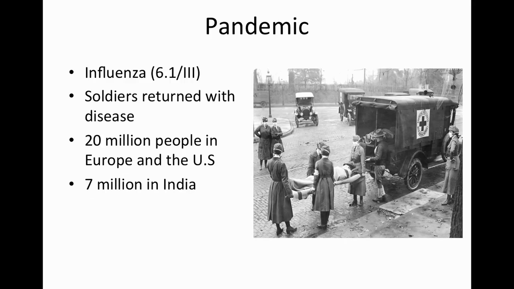There was also a plague known as the influenza pandemic, and it was pretty much because soldiers were returning home with this disease. It's great that we can travel across the Atlantic Ocean, but unfortunately, that's going to spread pandemics, right? And 20 million people in Europe and the U.S. were killed because of it, and 7 million died in India. So a devastating disease that resulted in some terrible tragedy.